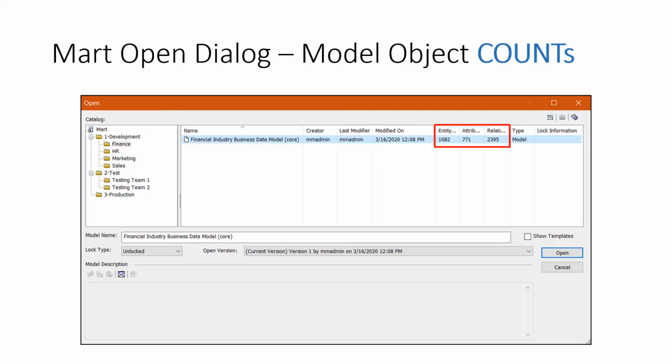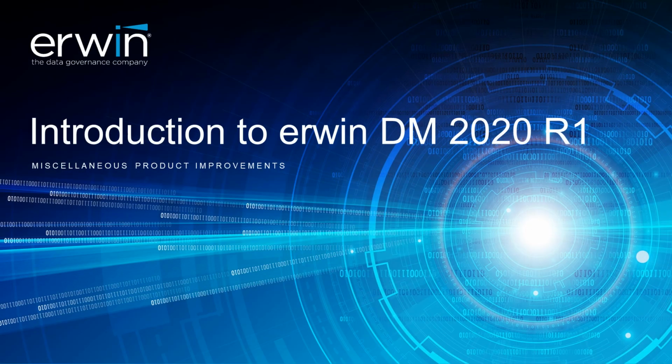constructs. To help modelers working with Mart models better anticipate and plan for a potential size-related product performance impact, we've added the display of the following 3 model object counts to the Model Open dialog: Entity/Table, Attribute/Column, and Relationship. In this next section, we plan to review the miscellaneous product improvements included in Erwin DM 2020 R1.